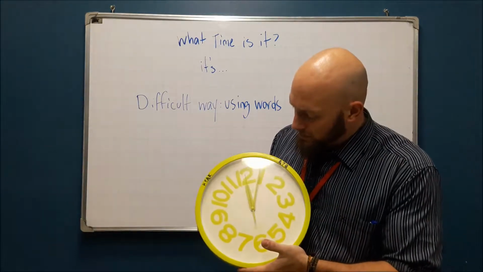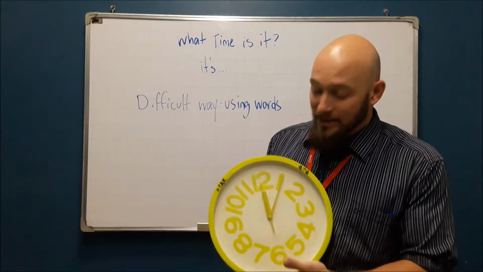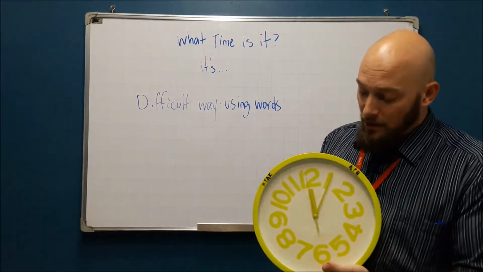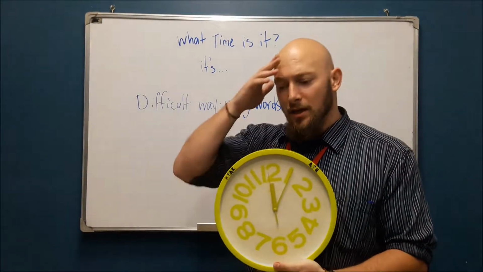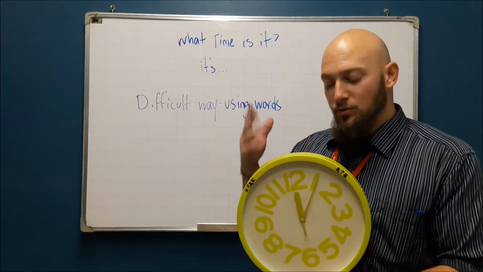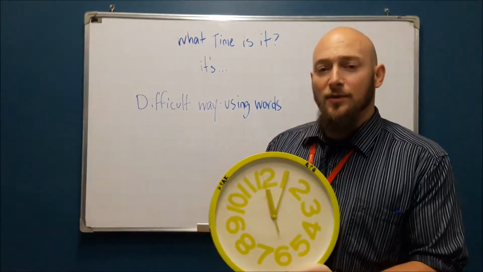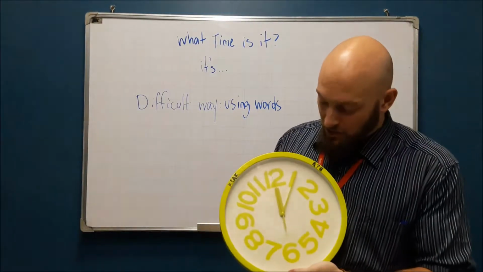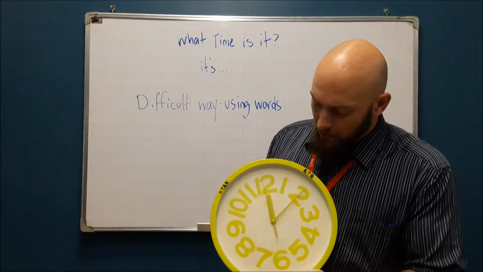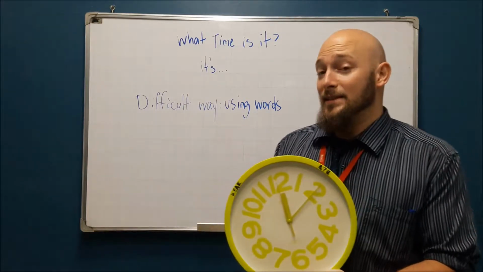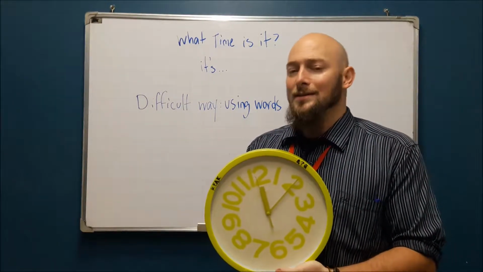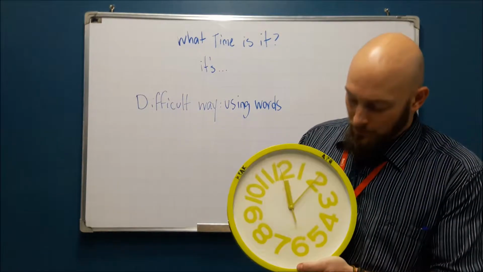Okay? Now, starting here, the easy way is 12 oh 5. Remember, we have to say oh. Very important. 12 oh 5. Difficult way, 5 past 12. Okay? Over here we have the easy way, 12:10. The difficult way, 10 past 12.